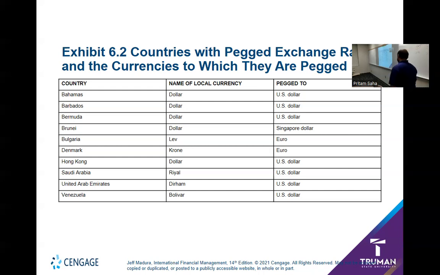But at the same time, if this currency goes through a lot of issues, a lot of turbulence, these countries may break the peg policy. Make sense? Questions?